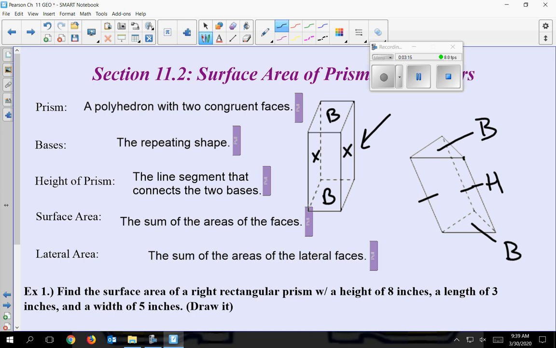If I came back over here, with my first one, this is the base here with this second base. The line that's connecting them, that becomes your height. So you just have to use those definitions of what they are, okay? The surface area is just adding up all the area of the faces, but we have formulas that do a lot of that for us, okay? And that's the same thing for the lateral area, all right?